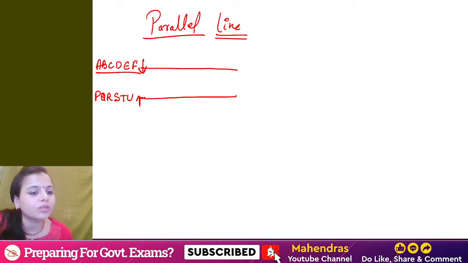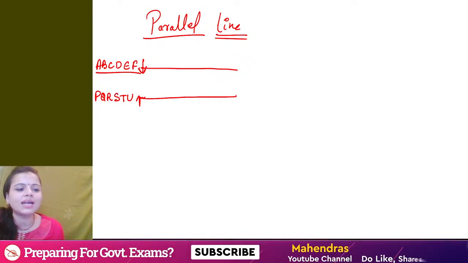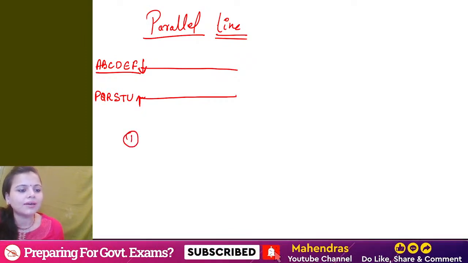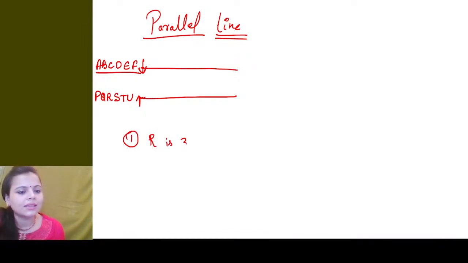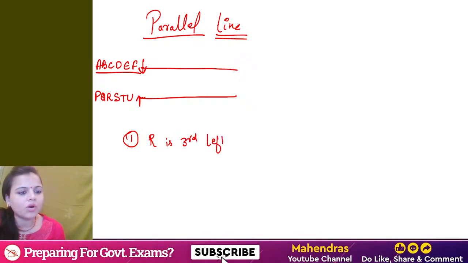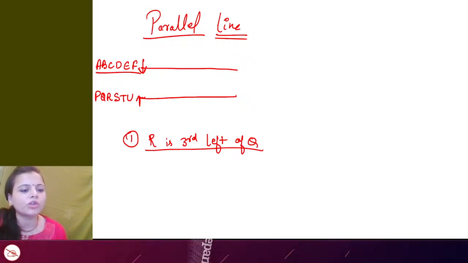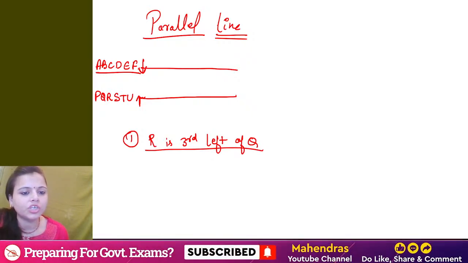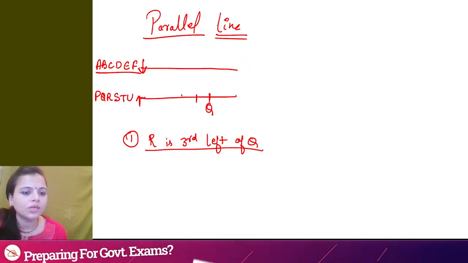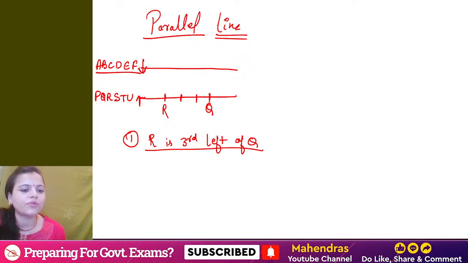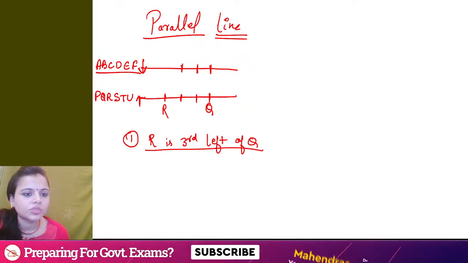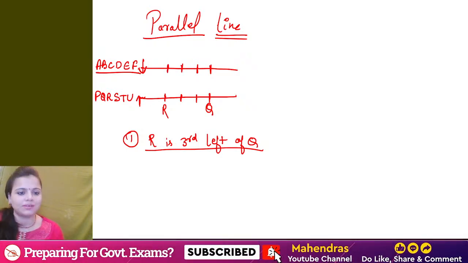But first, don't draw the positions for the six members. Always start with the question. Let's say the first point given is that R is third left of Q. If the first point is given, what will you do first? Just draw Q, because Q is sitting in this line. R is third left: 1, 2, 3. This place is for R. On the opposite of Q, already one person is present.